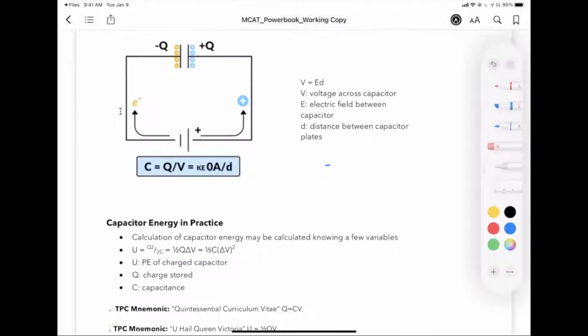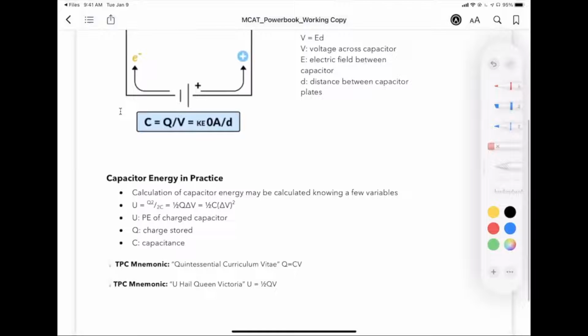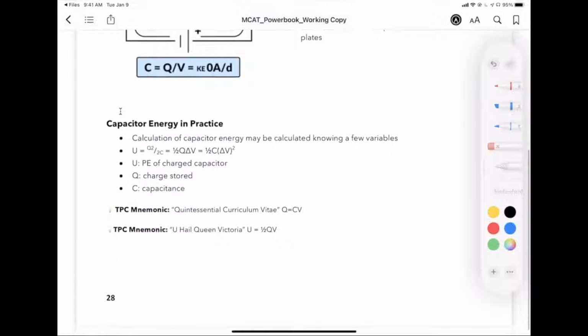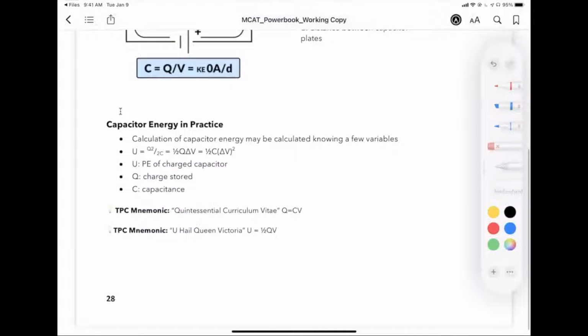Okay, so next we can talk about how we find the energy stored within a capacitor. How do we get the magnitude of that energy? Essentially, we can realize that the potential energy stored within the capacitor is equal to Q squared first, and then the 1/2 is where this 2 comes from, over the capacitance.